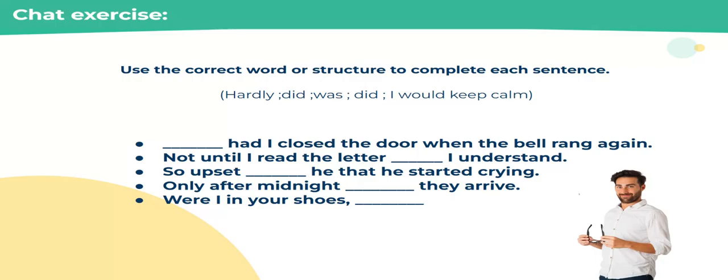I've got an answer there for the third one. So upset was he. Okay, that sounds interesting. Okay, so our choices again, we've got hardly, did, was, did, and then I would keep calm. So a lot of these just use one word to complete, but one of these is a whole clause. I would keep calm. Okay.